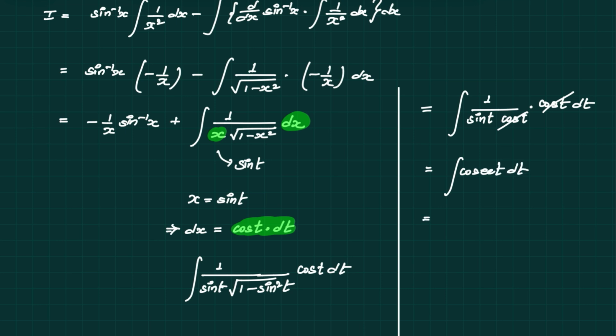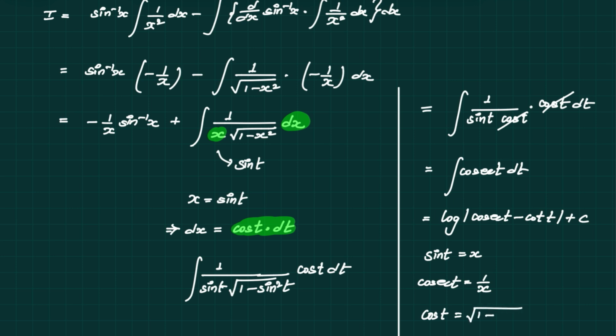And we know the integral of cosec t is log of cosec t minus cot t plus c. Now, putting back the value of t, since we have sine t as x, that means cosec t, the inverse of sine, is 1 over x. And since sine t is x, cos t equals square root of 1 minus sine square t, that is, x square.